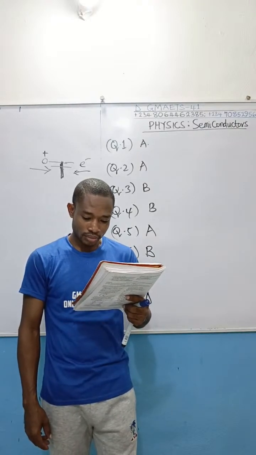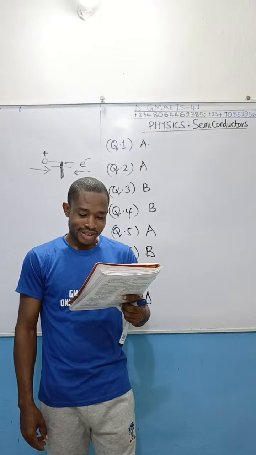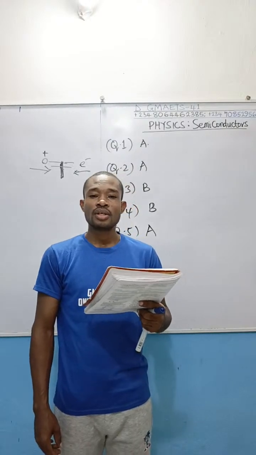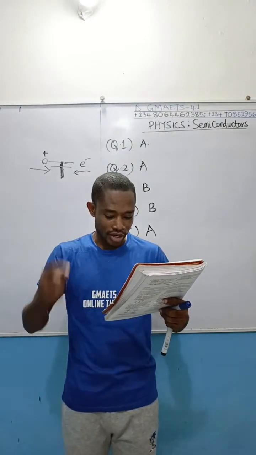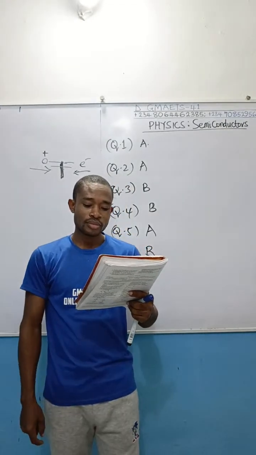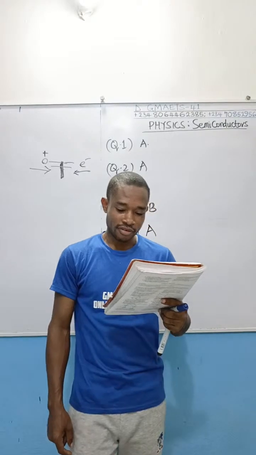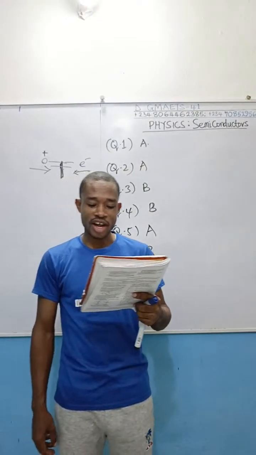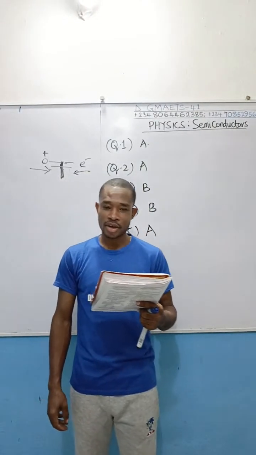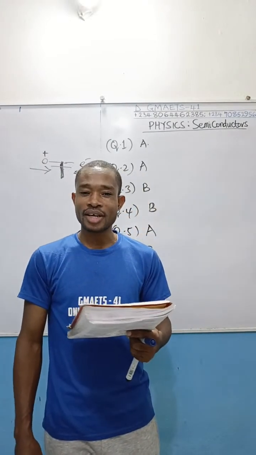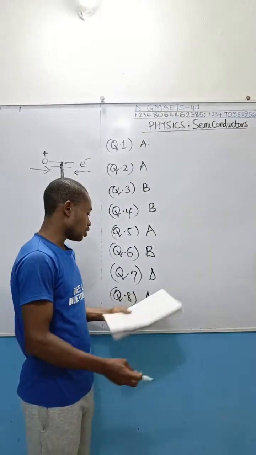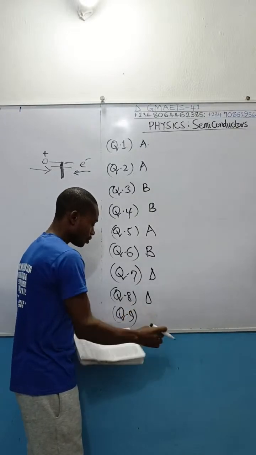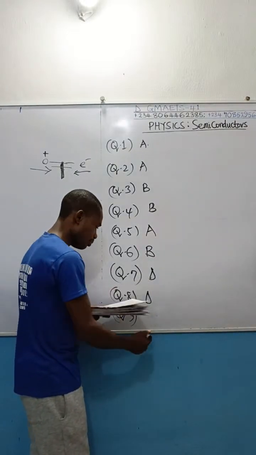Next question. The bond between silicon and germanium is: A, dative; B, covalent; C, trivalent; D, ionic. The correct answer will be covalent. That's the bond between them. Question 9, that's option B.